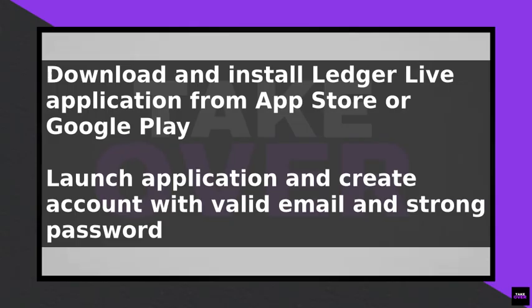First, download and install the Ledger Live application from the App Store or Google Play Store, depending on your mobile device. Once installed, launch the application and create an account by following the on-screen instructions, which will include providing a valid email address and creating a strong password.